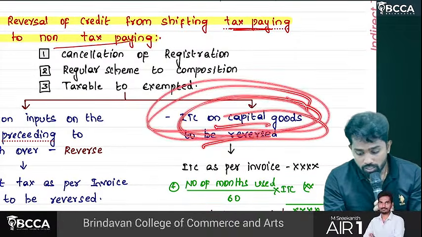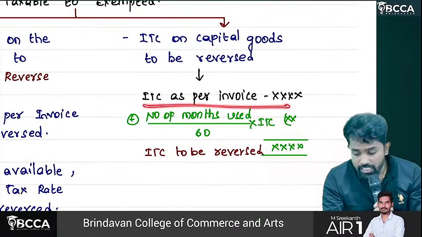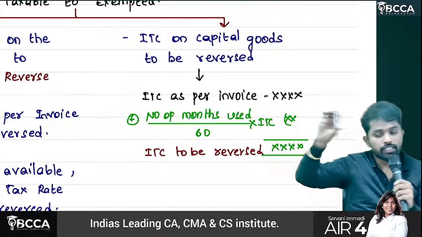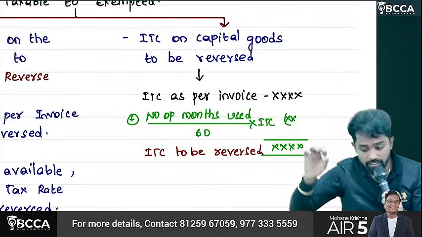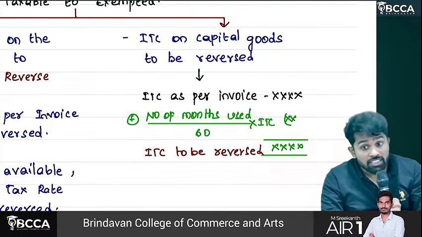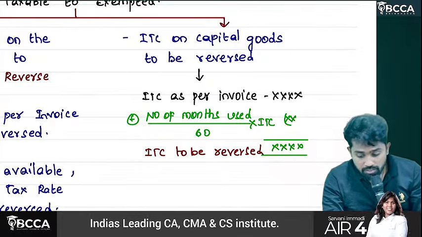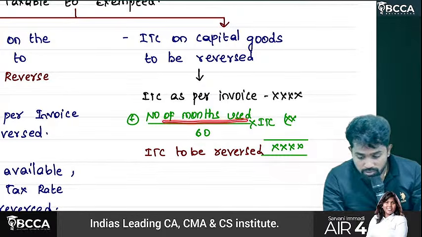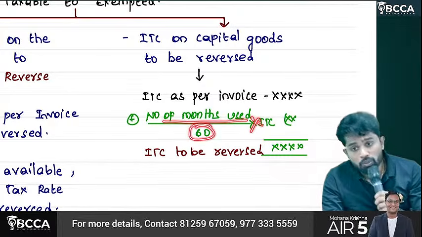Reversal has to be made. How much? Take the ITC as per invoice. For capital goods, however much the ITC is as per invoice, take that. Then, sir, understand this clearly. You need to subtract month-wise, not quarter-wise: minus number of months used divided by 60 into ITC.